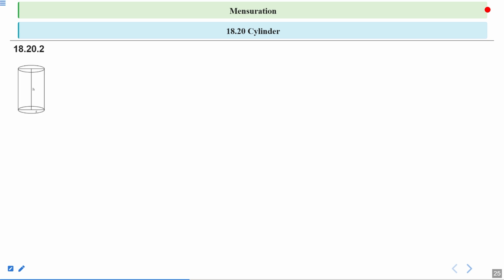So 18.20.2 of the cylinder. So this is the diagram. Now what is the curved surface area? Curved surface area of the cylinder is 2 pi r into h. Next one.